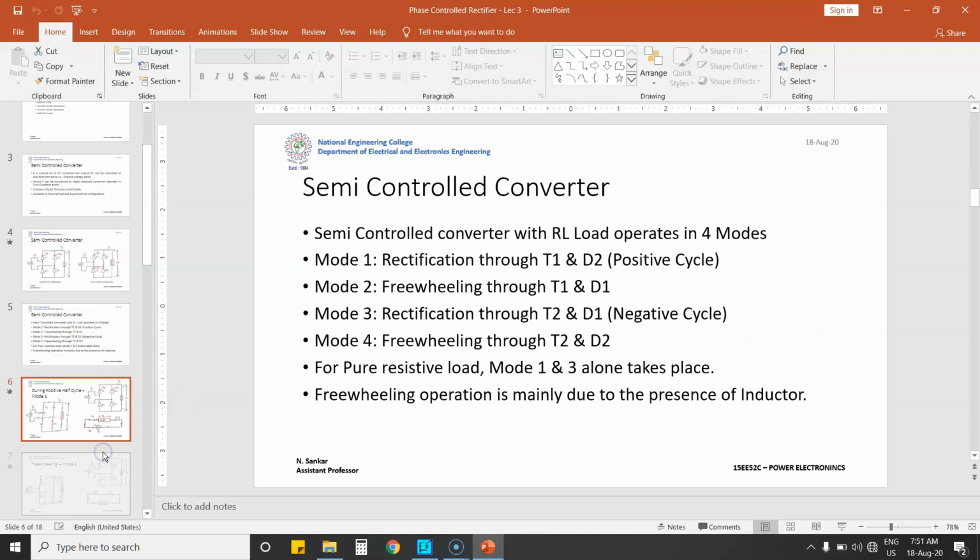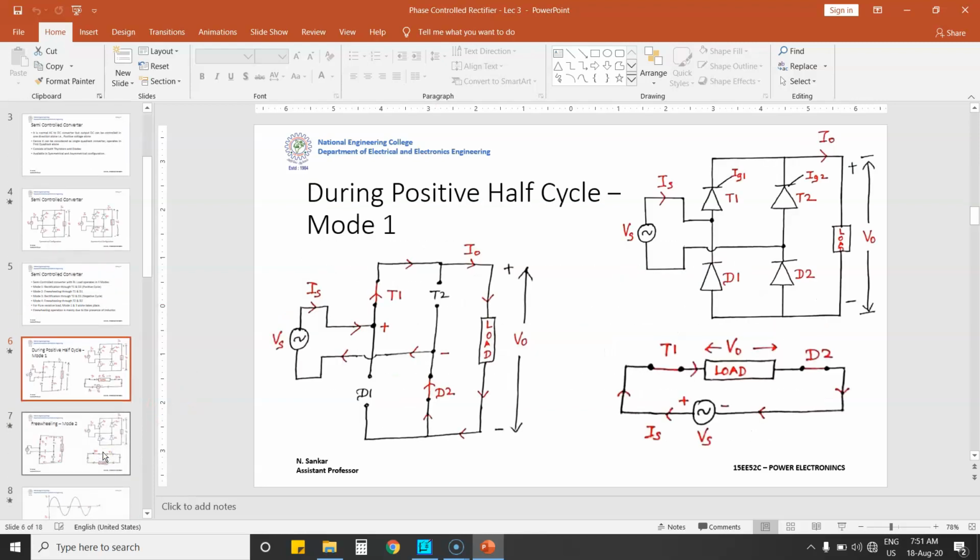The working of the symmetrical configuration will vary based on the load. If you have R load, we will have only two modes. For the positive half cycle, the conduction will be from thyristor to load, from there to D2, from there to your source. For the negative half, it will be from thyristor 2 to load, from there to D1, from there to supply. So this is for R load.